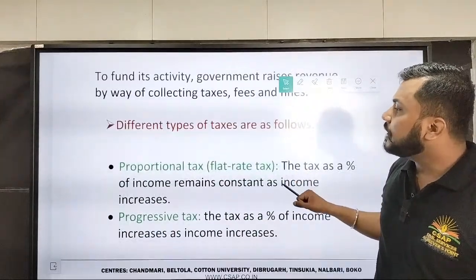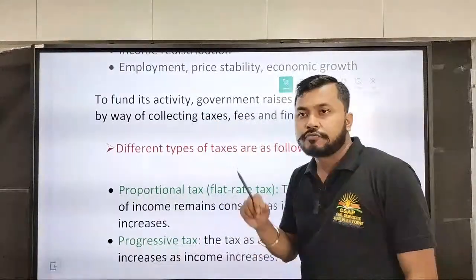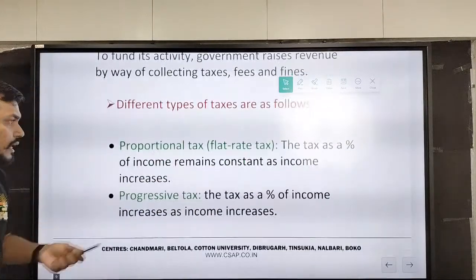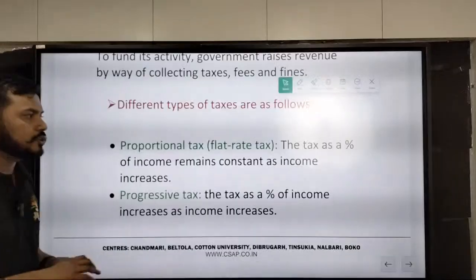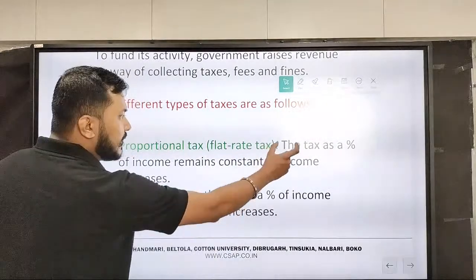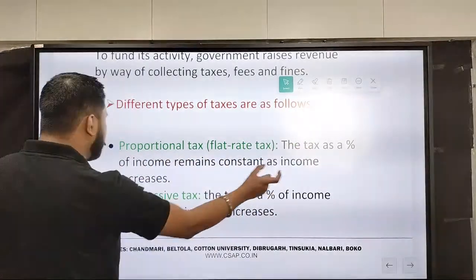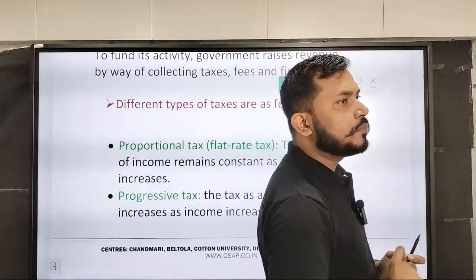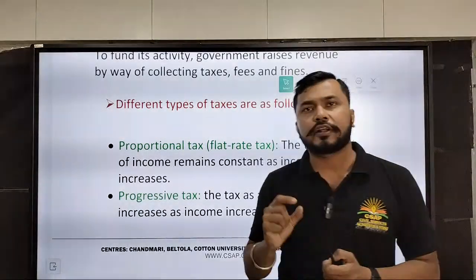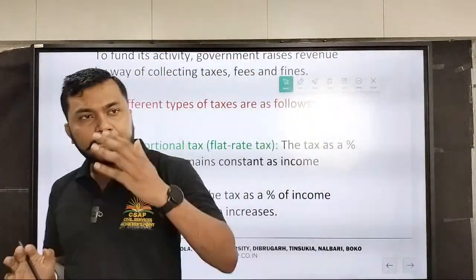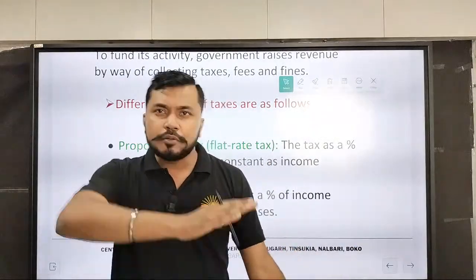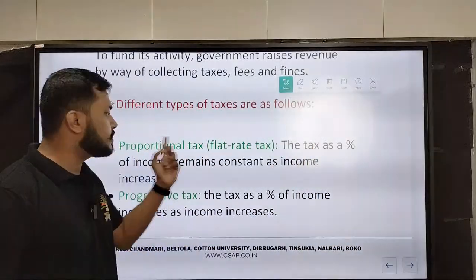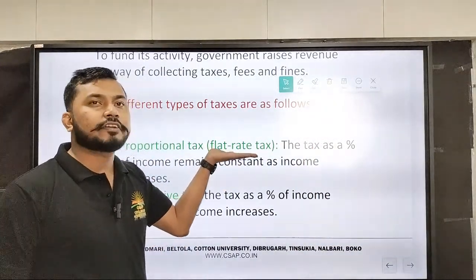Okay, so if I have to talk about the types of tax from where revenues are produced, there is the proportional tax, also known as the flat rate tax. The tax as a percentage of income remains constant as income increases. Supposedly, if I have an income of 10,000, I pay 1%. Tomorrow if my income becomes 20,000, I pay 1%. 30,000, 1%, 40,000, 1%. What is this? Proportional tax, which is basically known as the flat rate tax.